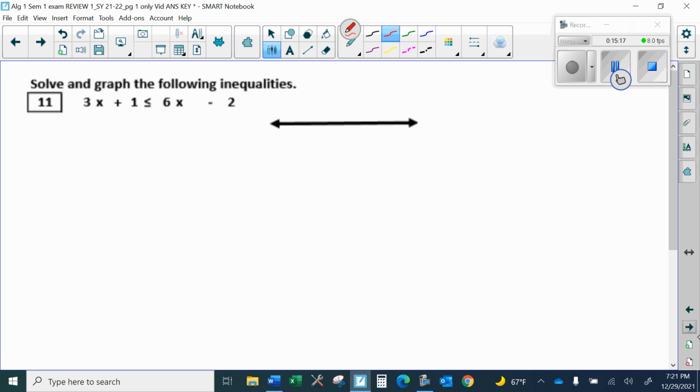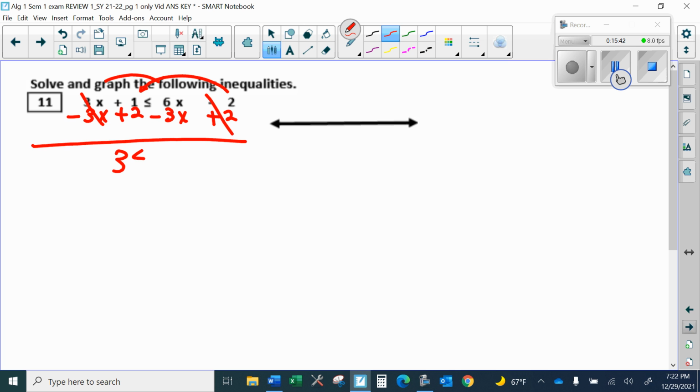All right, number 11. Solve this and graph. Again, I ask myself, which coefficient is smaller? 3 is smaller. So I'm going to subtract the 3x across. Let's get rid of that, what looks like a division sign. Just subtract 3x across, which means the constant's going to the other side. So add the 2 across. Gone, gone. I get 3 is less than or equal to 3x.